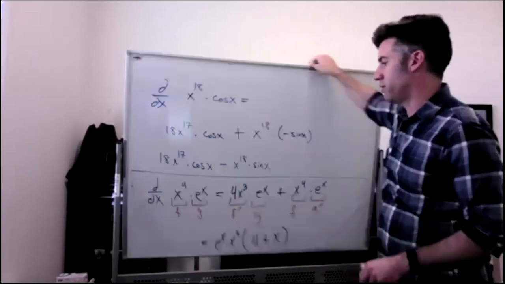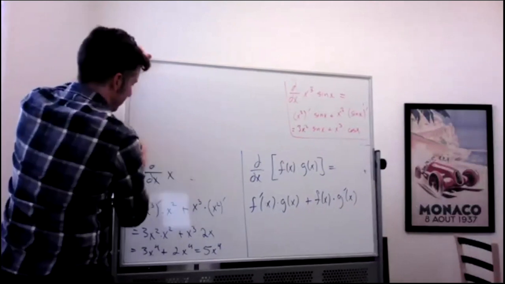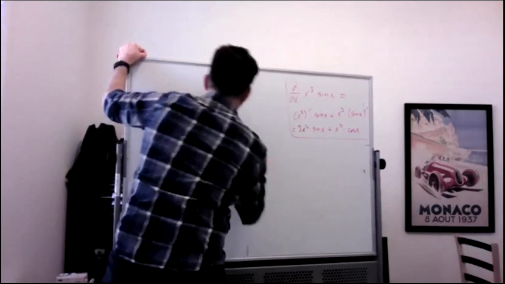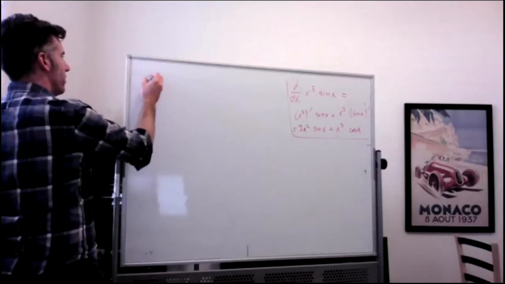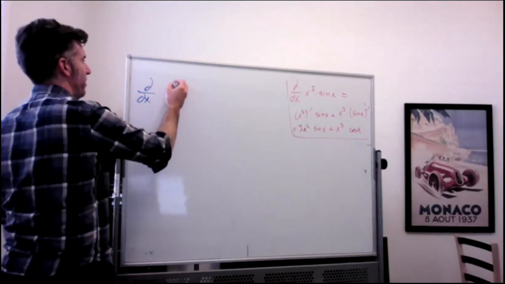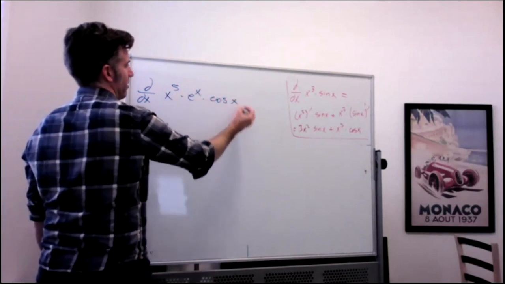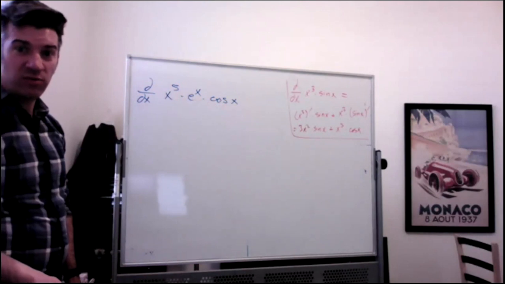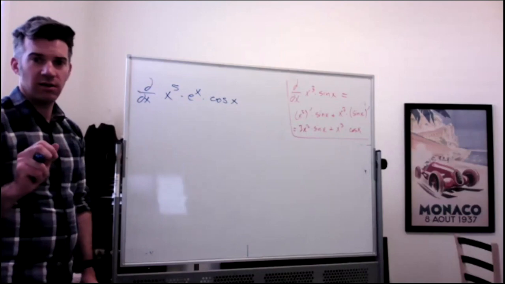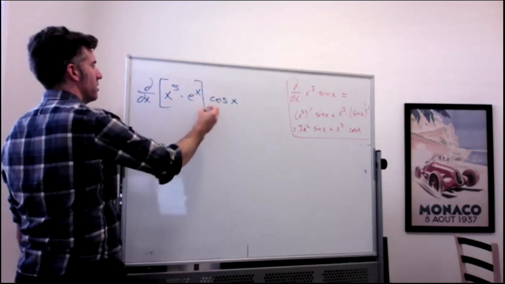One more, sure, why not? So what about a triple product? What about the derivative of x to the 5th times e to the x times sine of x, cosine of x? How do we deal with the triple product? We don't. Well, we do, but we don't. We imagine it as just a product of two things. I'm going to say it's the product of this times this.